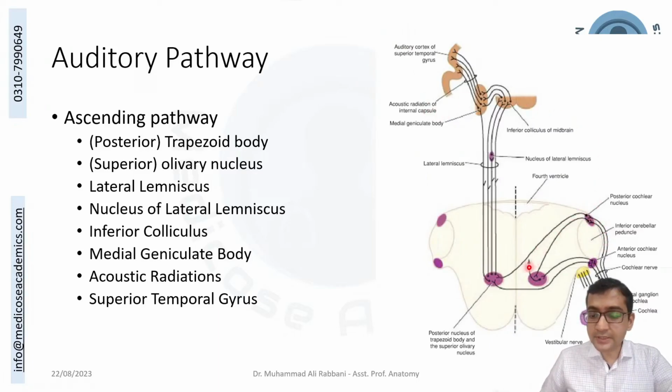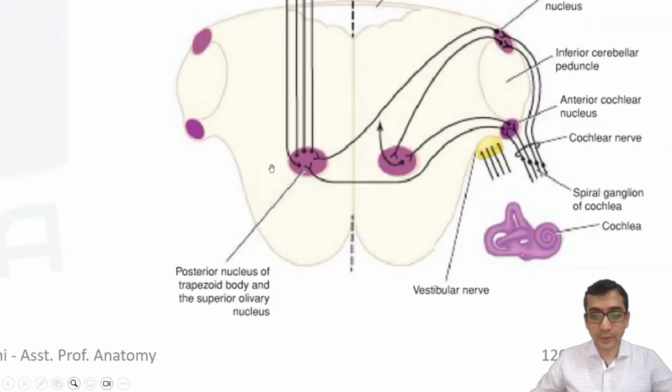And from the cochlear nucleus, the fibers go and synapse with the cell bodies in either the trapezoid body or the superior olivary nucleus. They're shown as a common item, otherwise they are different things.